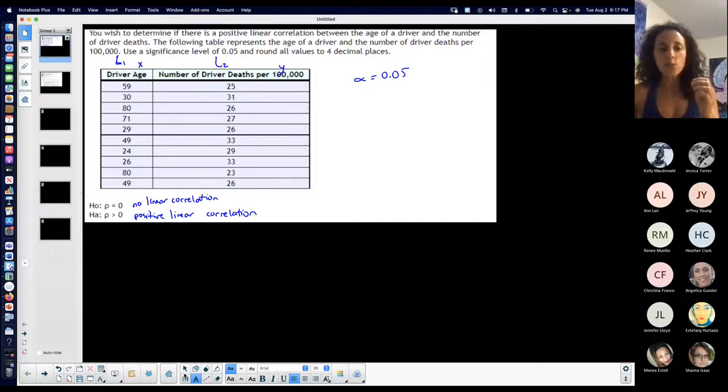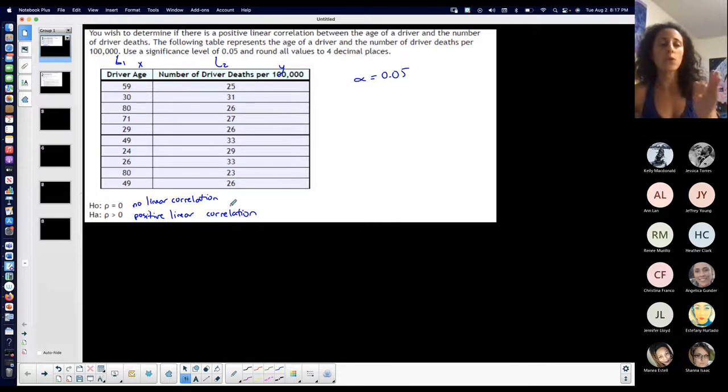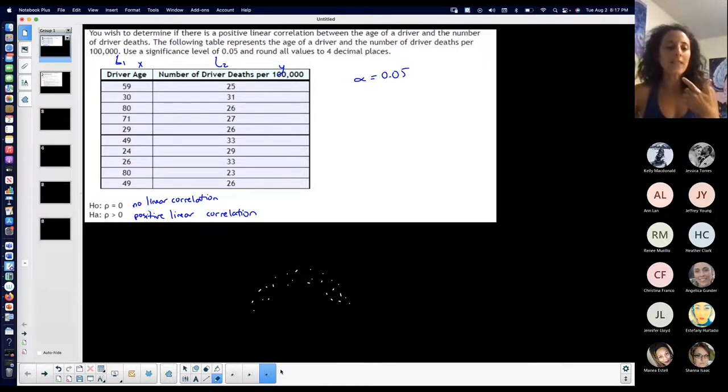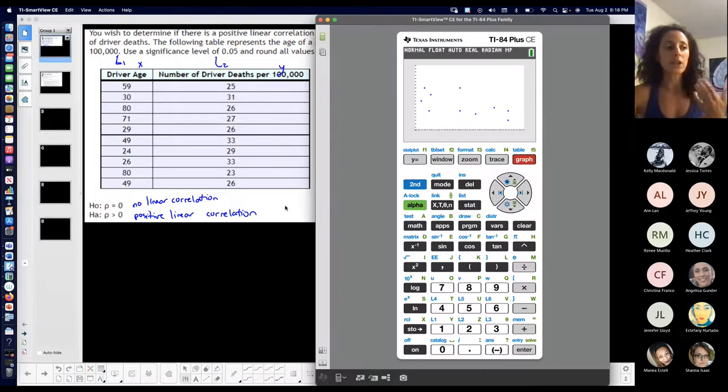And just because we are saying that there's no linear correlation does not mean that there is no correlation at all, because you can have other correlation. If I have a scatter plot that looks like this, it's still correlation because there's somewhat of a pattern, but this one is non-linear. But we're not dealing with that in this course. We're only dealing with linear. So know that if you're saying that there's no linear correlation, that doesn't mean that there's no correlation at all. It just means that it's not linear.